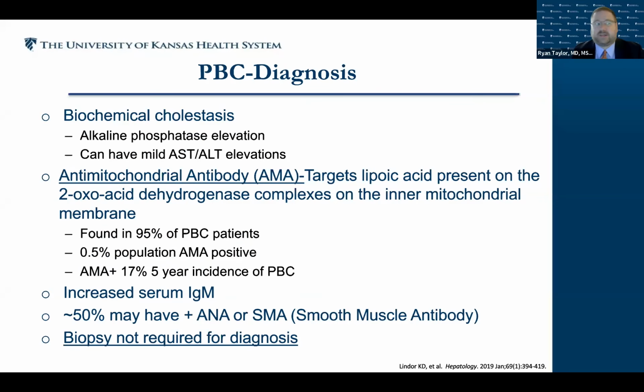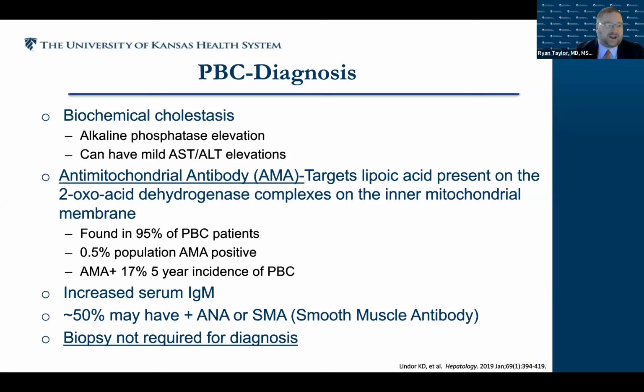So this disease is characterized by biochemical cholestasis, and primarily the lab abnormality you see is alkaline phosphatase elevation. There can be mild AST and ALT elevations, but usually those are normal when we see these patients. The main antibody test that's part of our assessment is the antimitochondrial antibody. This is found in the majority of patients with PBC, but interestingly, 0.5% of the population is positive for the AMA but does not have PBC. But once you detect a positive AMA, there's a 17% 5-year incidence of the disease. So it is a warning sign that you will want to watch these patients and follow their liver tests specifically.